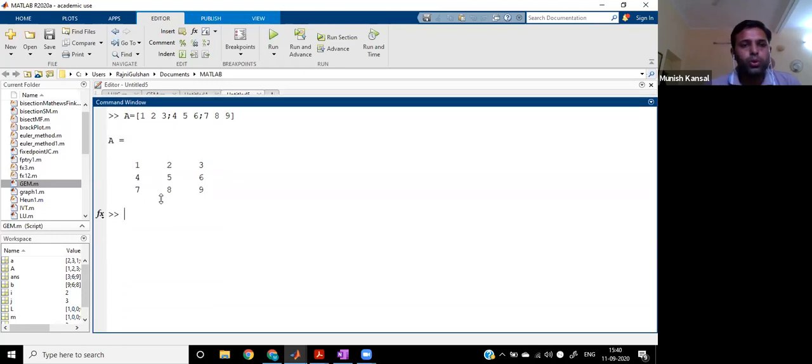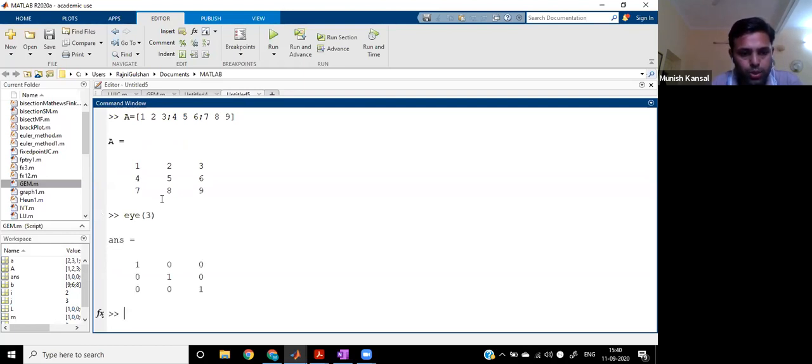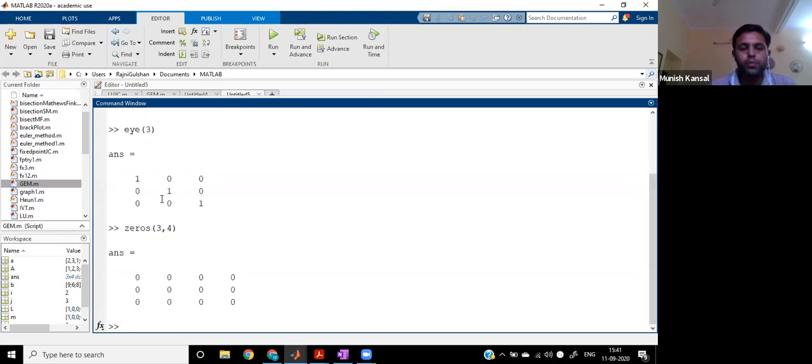Now, suppose in this matrix, we want to display identity matrix of order 3. So what is the command? Identity matrix command is eye(3). So this will give you 1 0 0, 0 1 0, 0 0 1. Similarly, if you want to display a zero matrix of any particular order, say 3 cross 4, you can write down zeros(3,4). So this will display a matrix having 3 rows, 4 columns, all entries equal to 0.